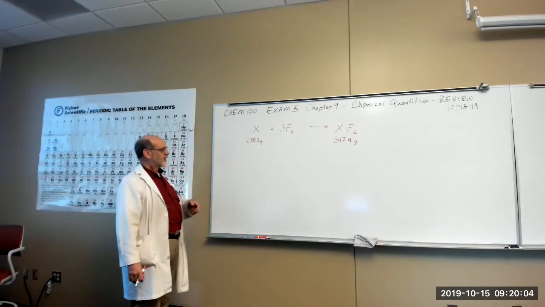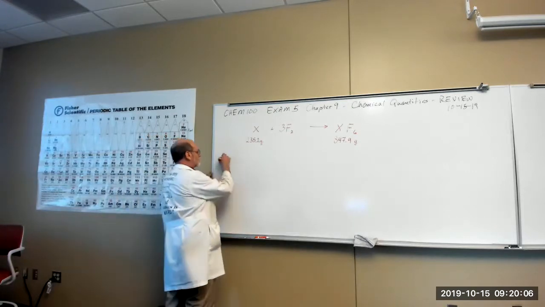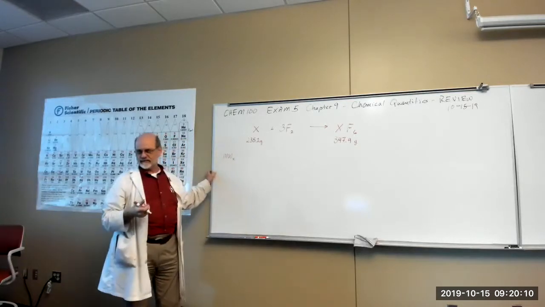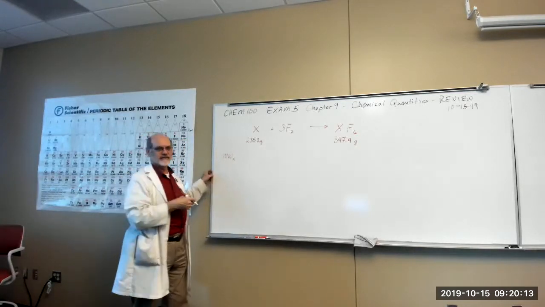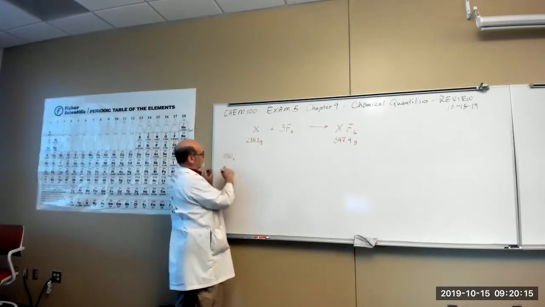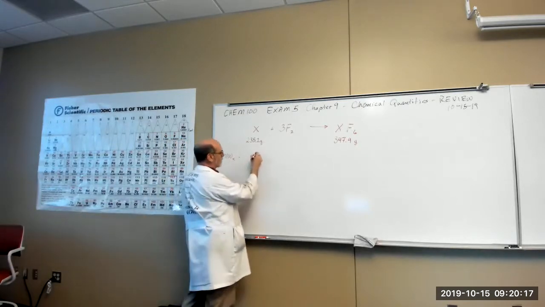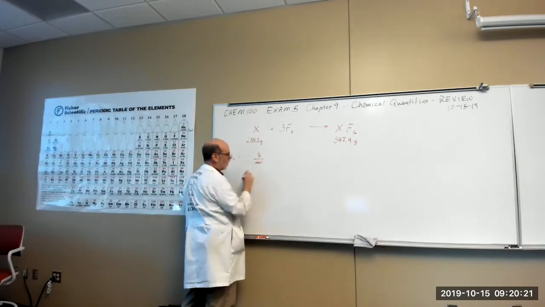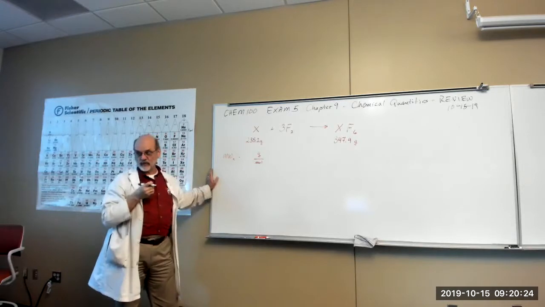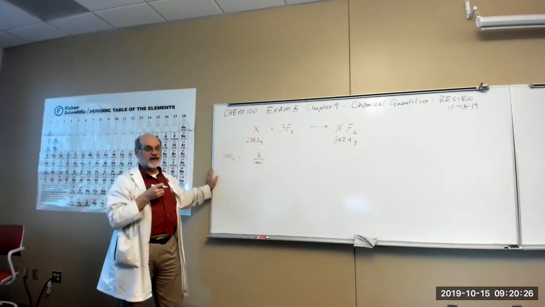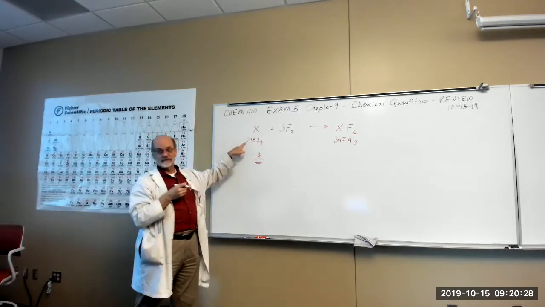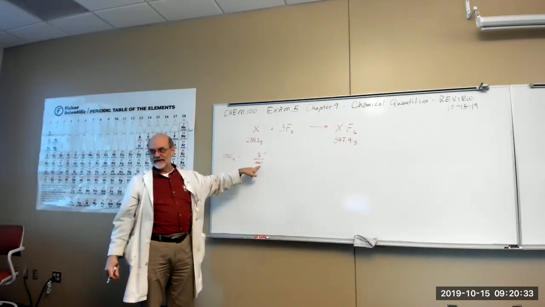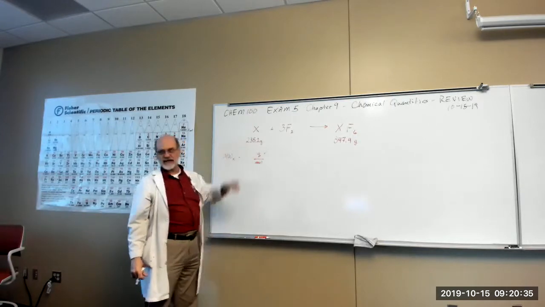And say, what do we need to know the molar mass of X? MW is molecular weight, molar mass. What do we need to know? We need to know grams per mole, right? That's molar mass. So we got the grams already, right there. Now we need to know the moles. How many moles of X does that represent?